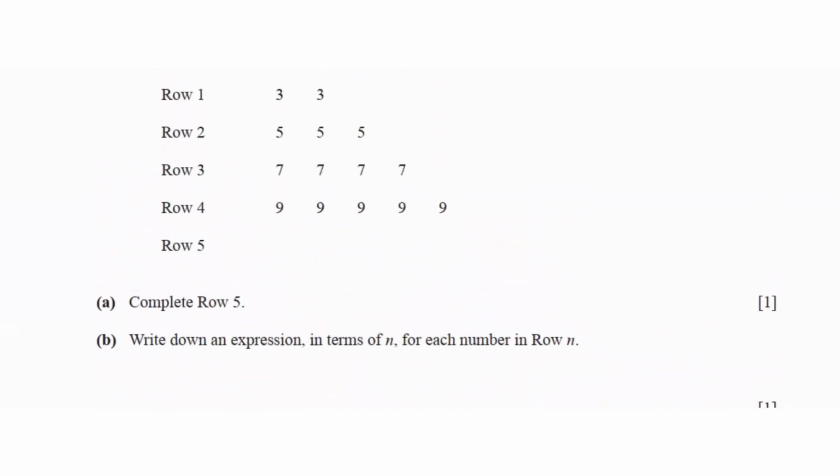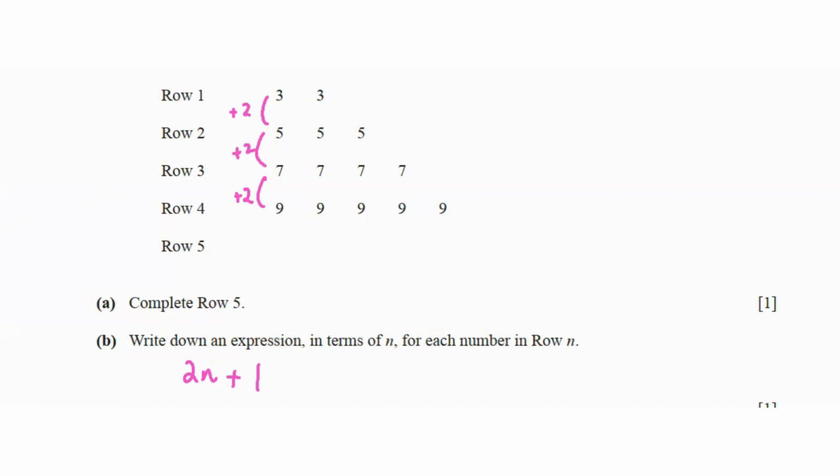So in row n, each number will basically be, if we compare the numbers, there's a difference of +2, which means we multiply 2 with n. Now if we use 2n for the first term, it would give us 2, not 3. And for the second term, 2n would give us 4, not 5. That means we need to add 1. So our expression for the nth term for each number in row n is going to be 2n plus 1.